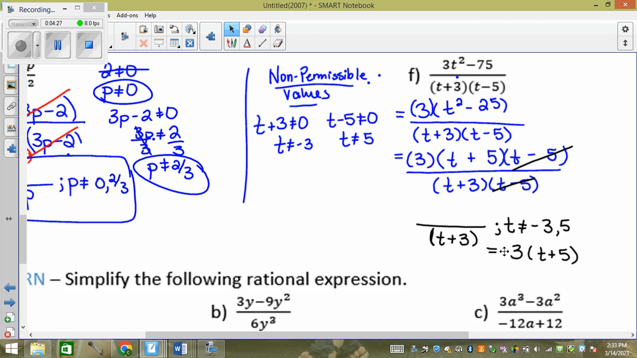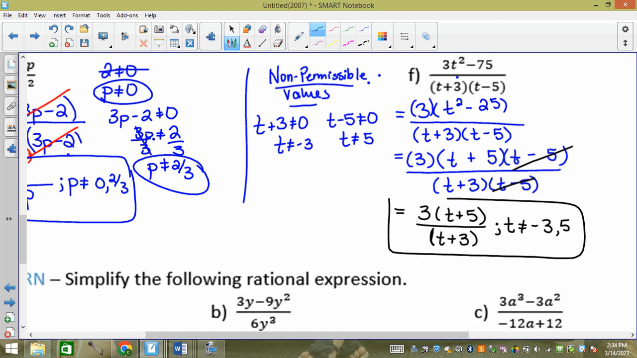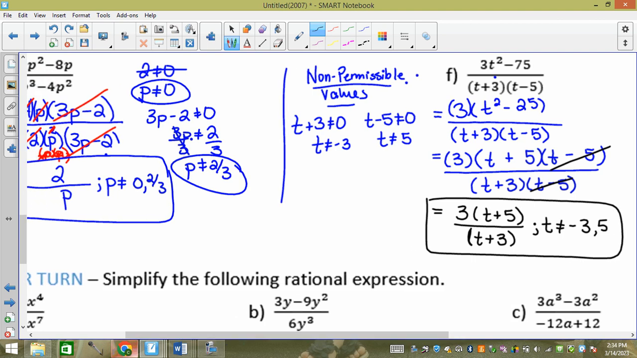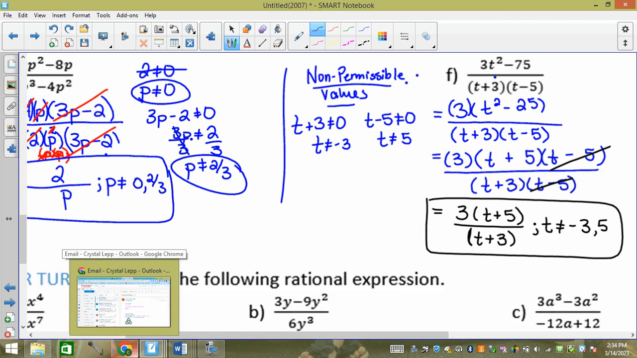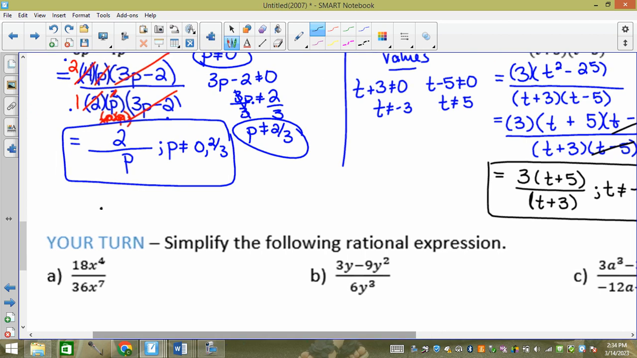I don't even know, I hate this one. All right. What does this one say? It's a disaster. Your turn. It says your turn. So do that.